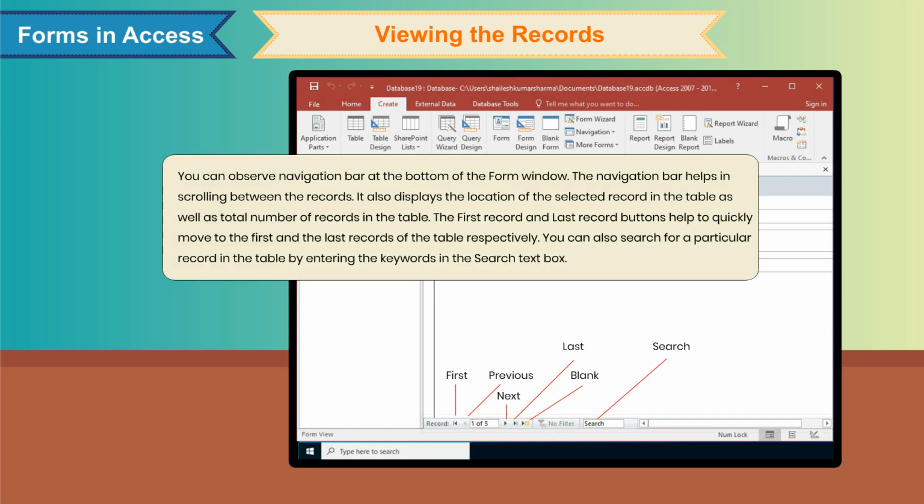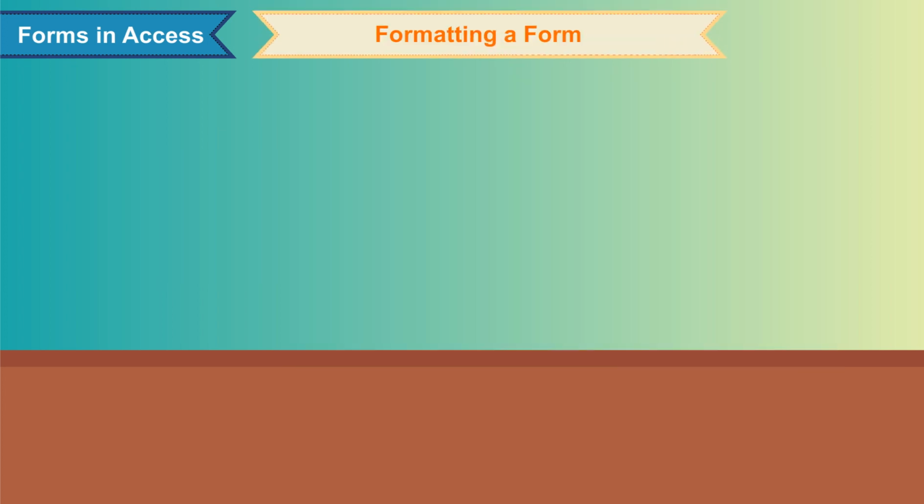Viewing the records. You can observe the navigation bar at the bottom of the form window. The navigation bar helps in scrolling between the records. It also displays the location of the selected record in the table as well as the total number of records in the table. The First Record and Last Record buttons help to quickly move to the first and the last records of the table respectively. You can also search for a particular record in the table by entering keywords in the search text box.